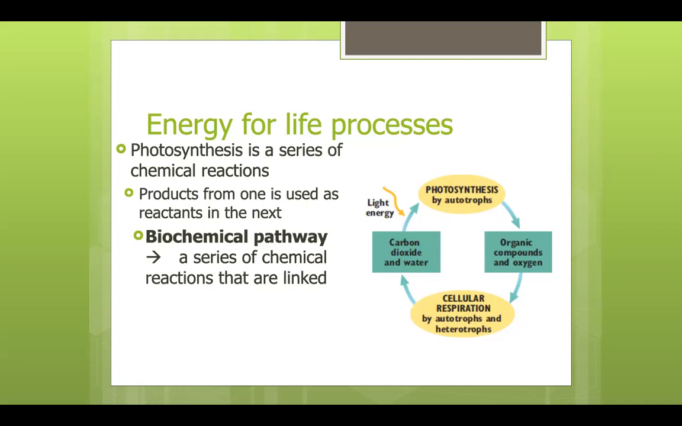Sometimes it's also called a biochemical pathway, a biochemical cycle. It's a series of reactions where the products of the first reaction are used as the reactants in the next. So it can either be a cycle like this, or it can be a pathway, which is several reactions linked together, not necessarily in a cycle. But in general, nature likes to recycle things. And so if it can, it will. So again, the products of photosynthesis, organic compounds and oxygen, are used as reactants in cellular respiration. The products of cellular respiration, CO2 and water, are the reactants for photosynthesis. So it kind of goes back and forth.